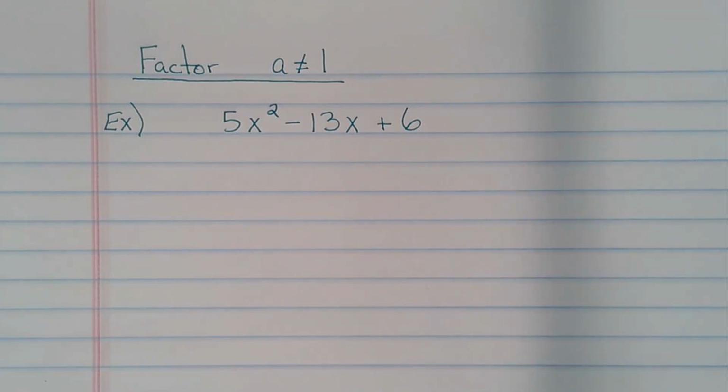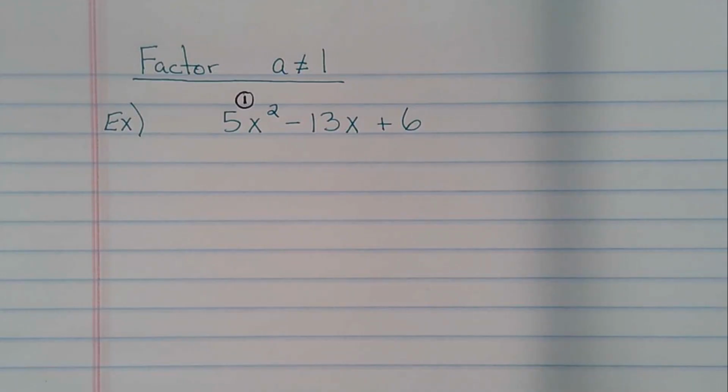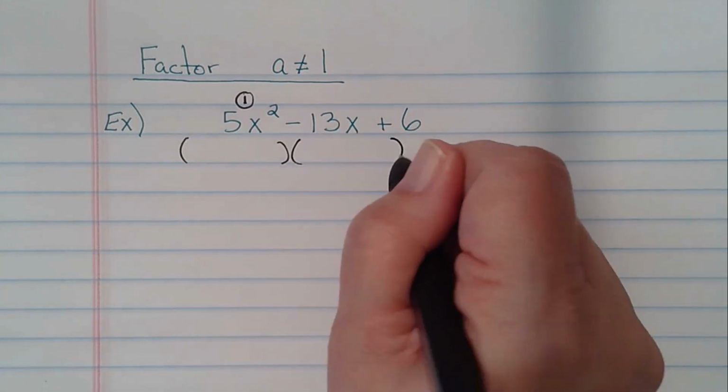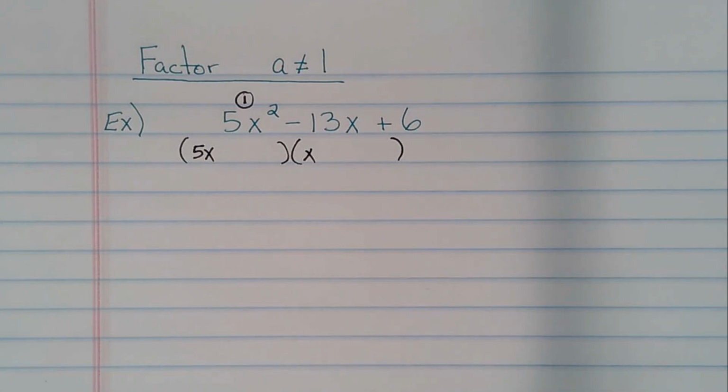So I'm going to do this same problem two different ways, and then you can choose to do these in the way that makes the best sense for you. The way I like to do it is the same way as when A does equal 1, with just a little twist at the end. So I start here with my 5x squared, and I put down my two parentheses, and I know that I need to have a 5x times x in order to equal 5x squared.